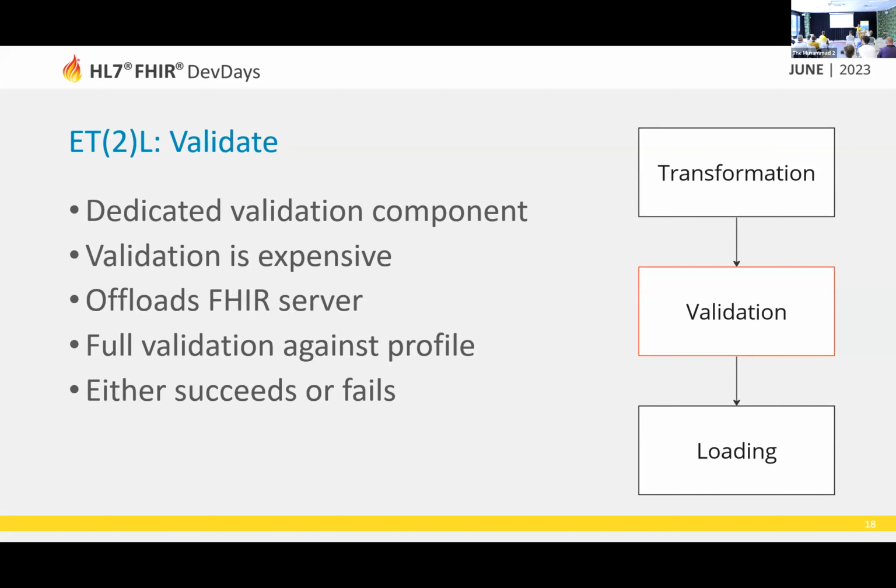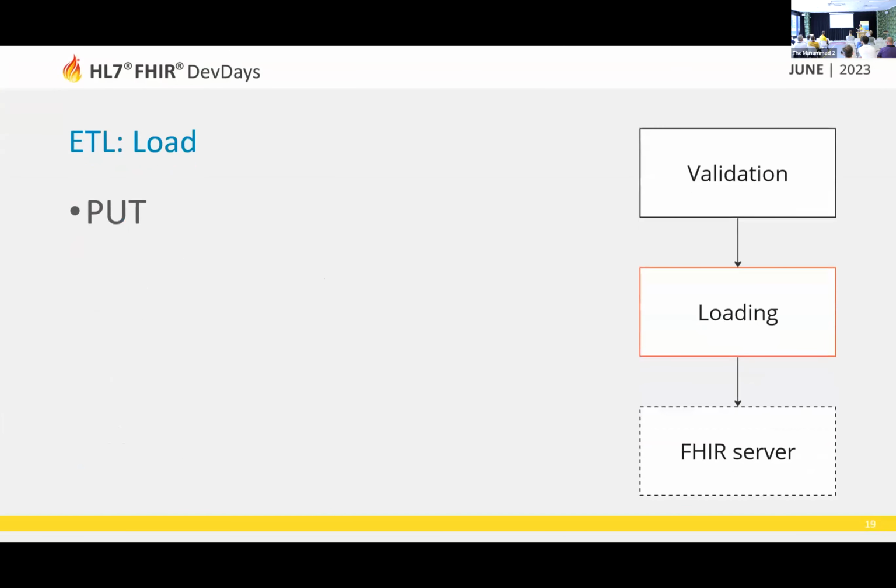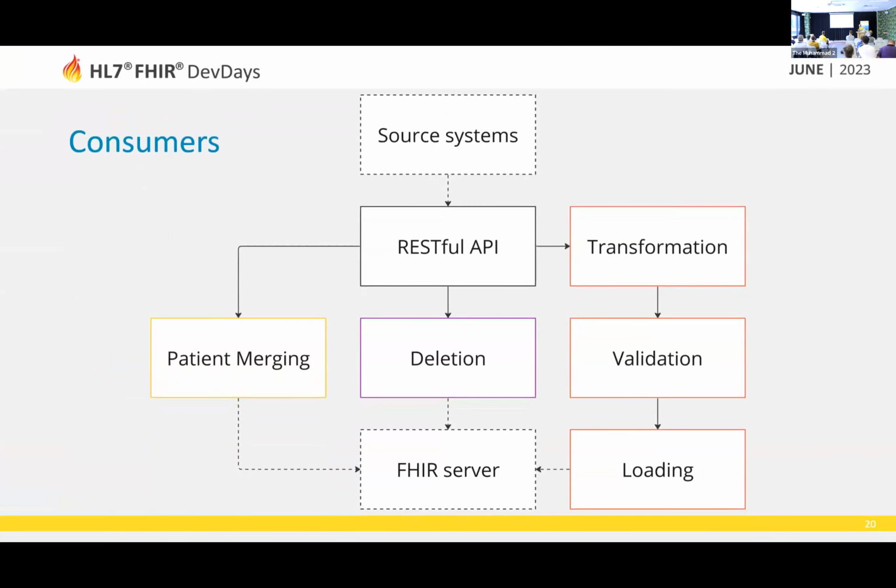What it does is run the validation against a profile, and the outcome is very simple. It either succeeds or it fails. And if it fails, it ends up on the aforementioned dead letter queue, and if it succeeds, it gets passed along to the next component. That's the loading component, and it's really simple. It just does a put to the FHIR server, and then the information is stored there. That's this route. So new information, either the initial load or an update on an existing patient, we transform it, we validate, and we load it.